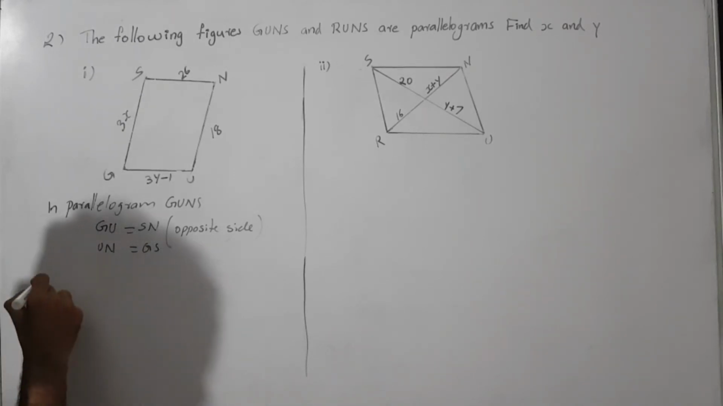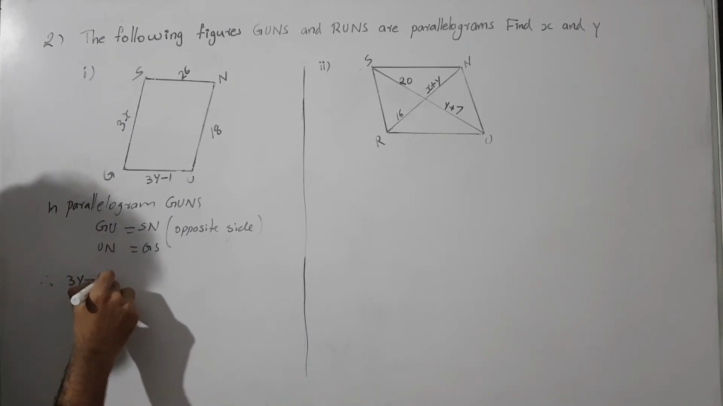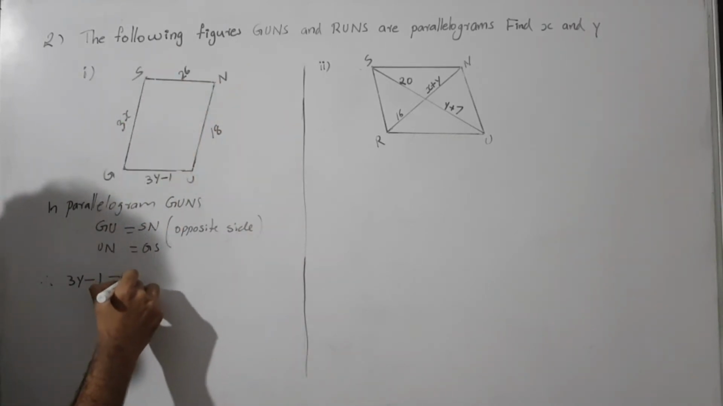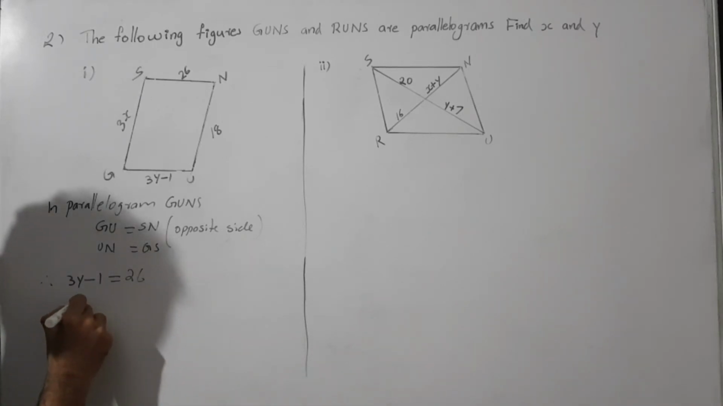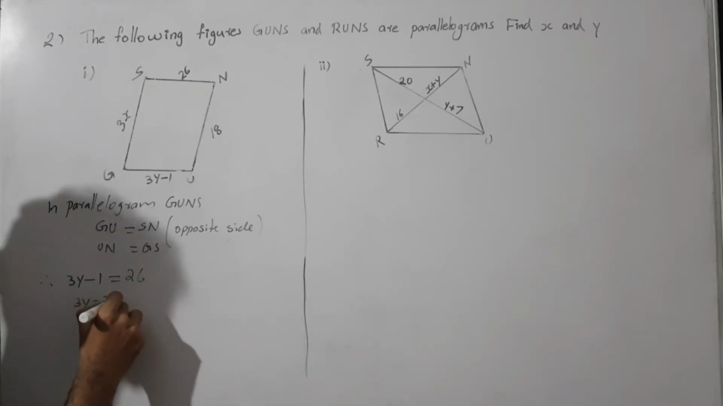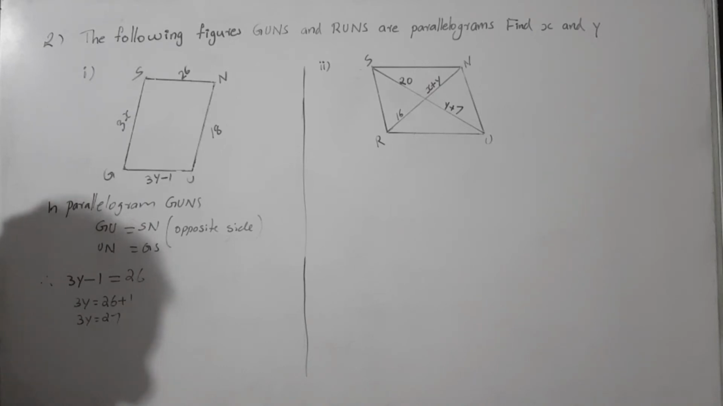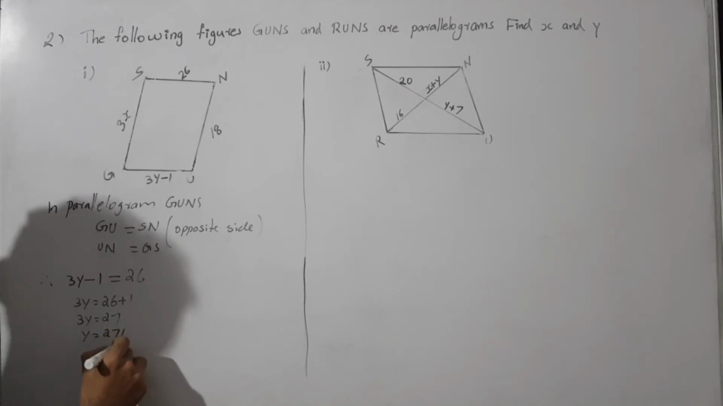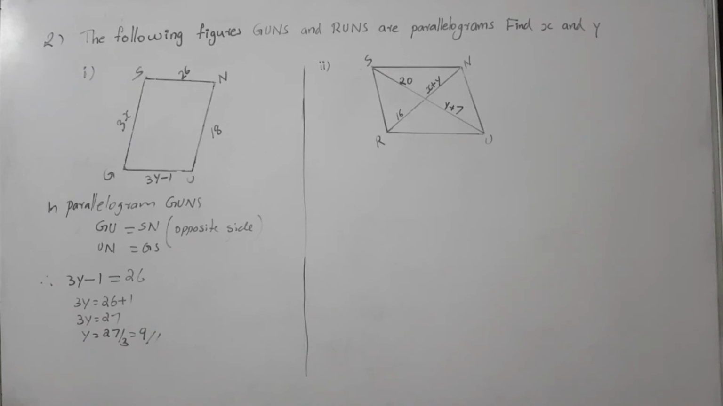GU. What is GU? Therefore, GU is 3y minus 1. 3y minus 1 is equal to 26. Then how to find the value of y? First we transpose minus 1 to the right side. Therefore 3y is equal to 26 plus 1. So 3y is equal to 27. Correct? Therefore y is equal to 27 by 3, which is 9. So y is equal to 9.